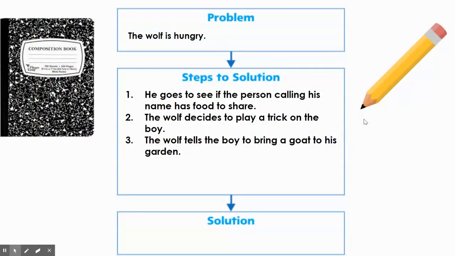So this was his plan. Step 3. The wolf tells the boy to bring a goat to his garden. That way, the wolf will have a goat to eat.